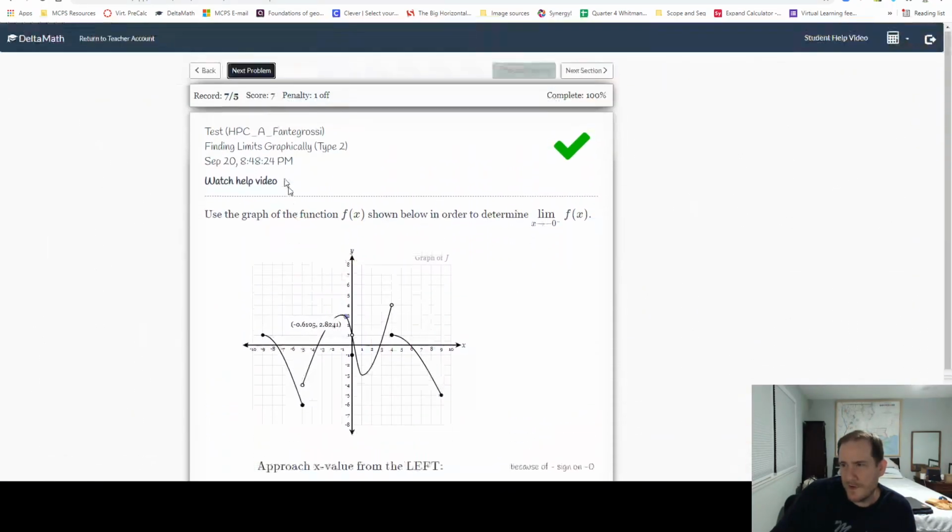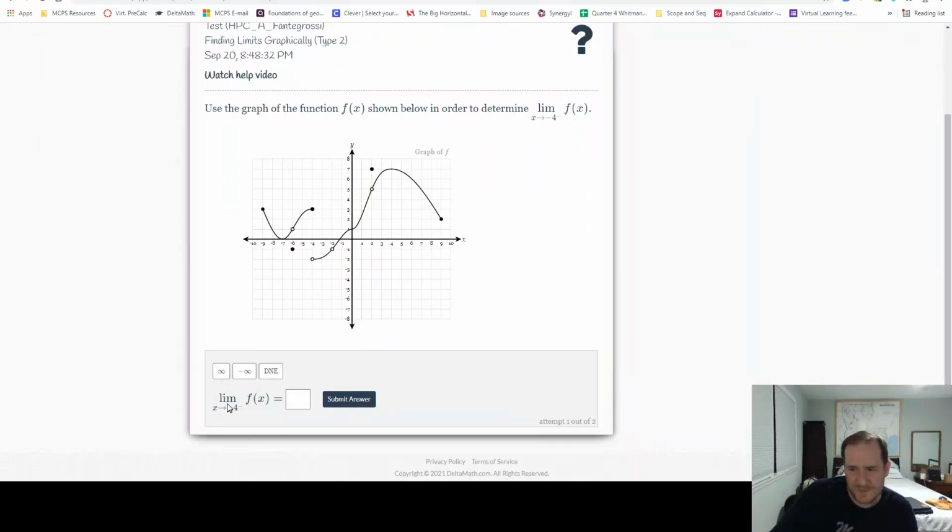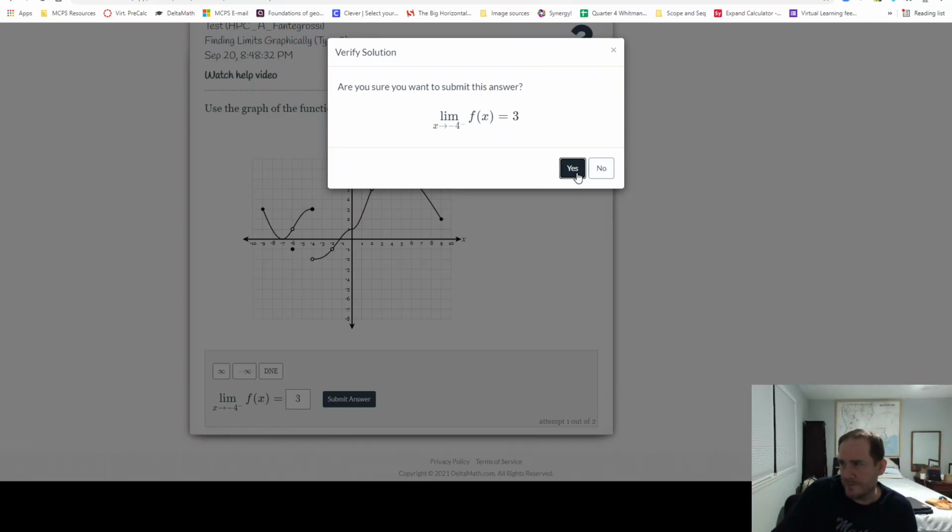And then move on. I don't think I'll do more of these because these are pretty simple. I think you guys get it. I'll do one more. Why not? But they're just asking you for a limit, either from one direction, or I think there were some bi-directional questions in here. But at -4 from the left, you can see we're going to approach this value of 3. These are simply not that challenging, so let's move on.